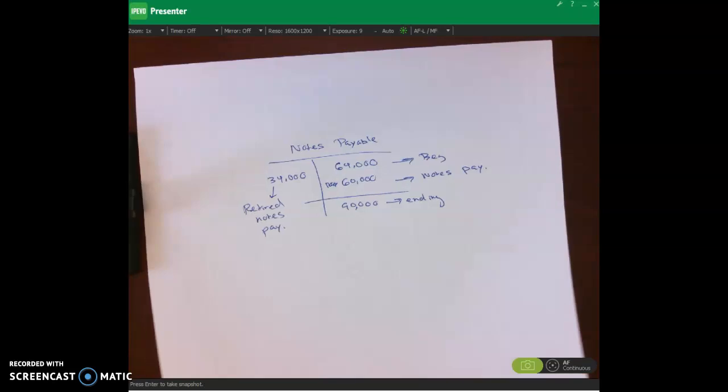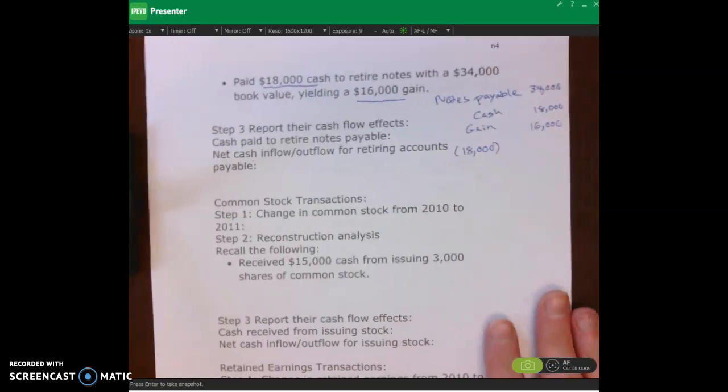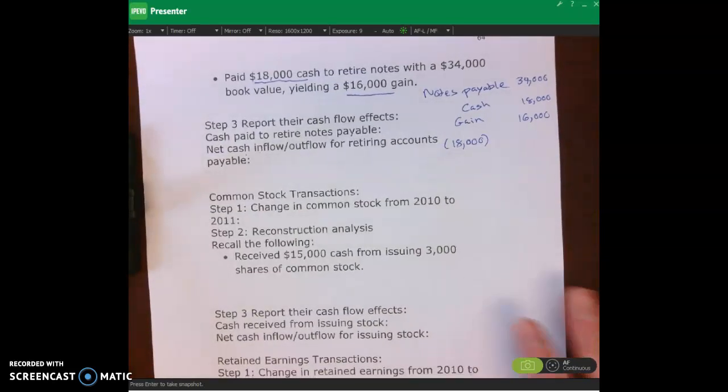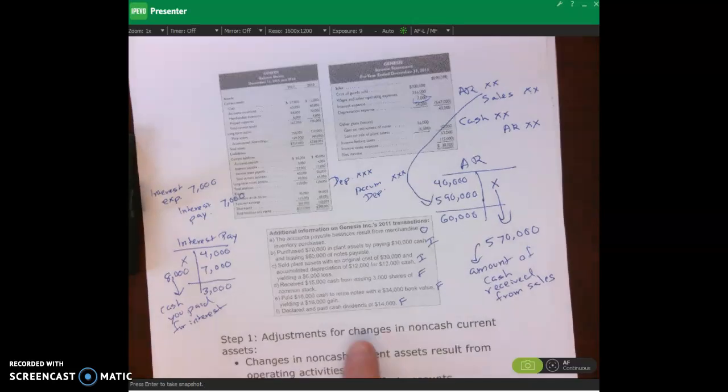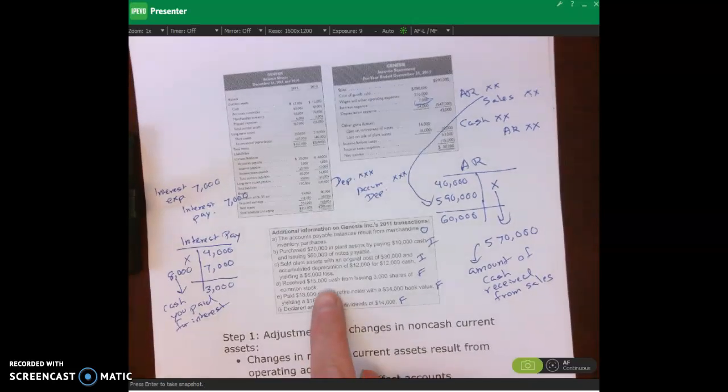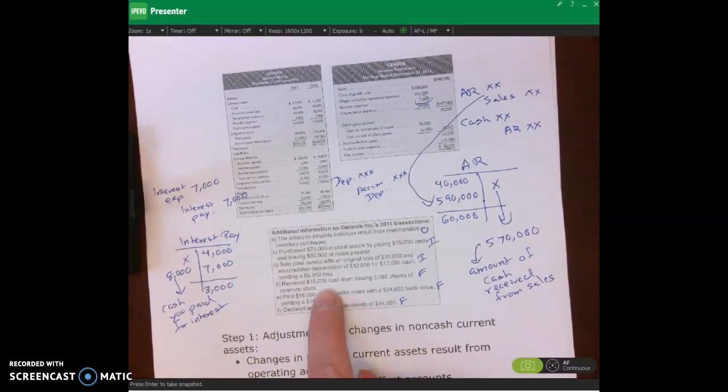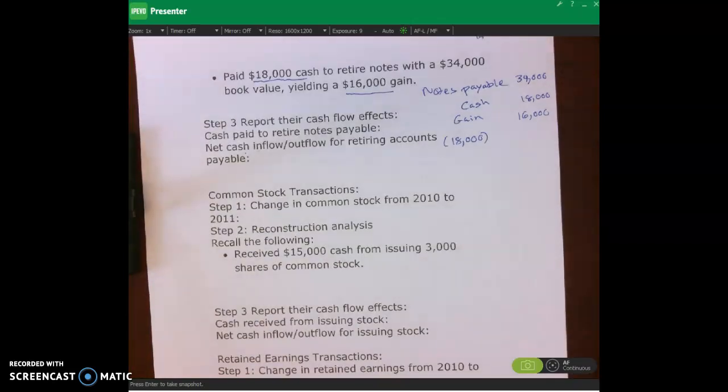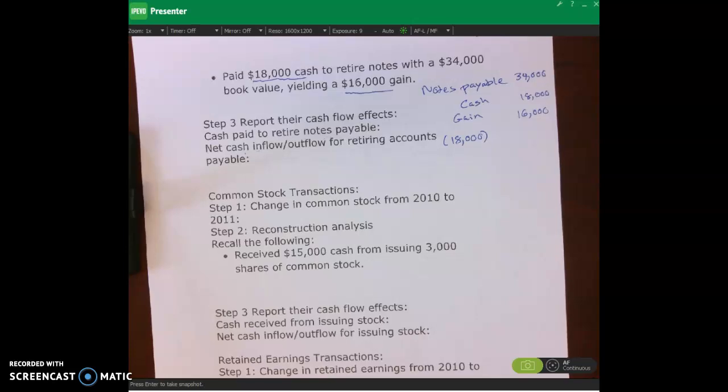Okay, so let's look at the next one, which is our common stock. So it says right over here, as we saw on this page, received $15,000 cash from issuing common stock. Okay, so look at that journal entry. That's what we're going to do now.